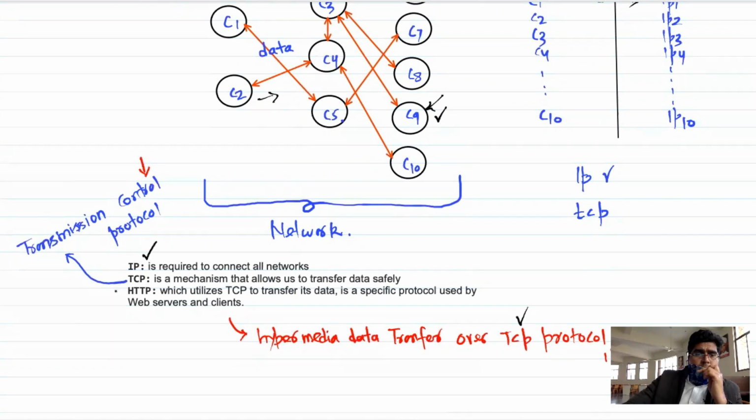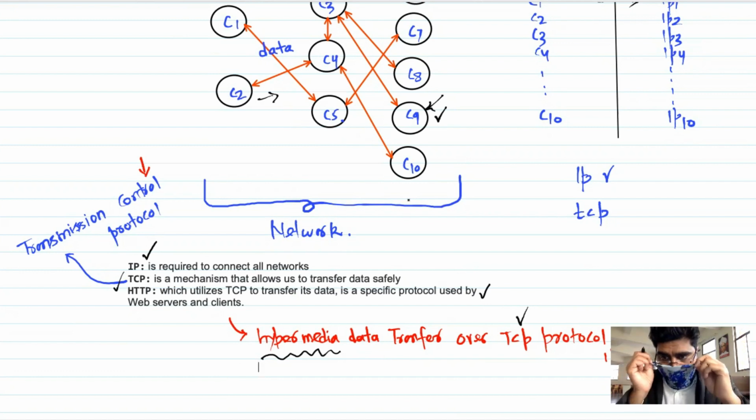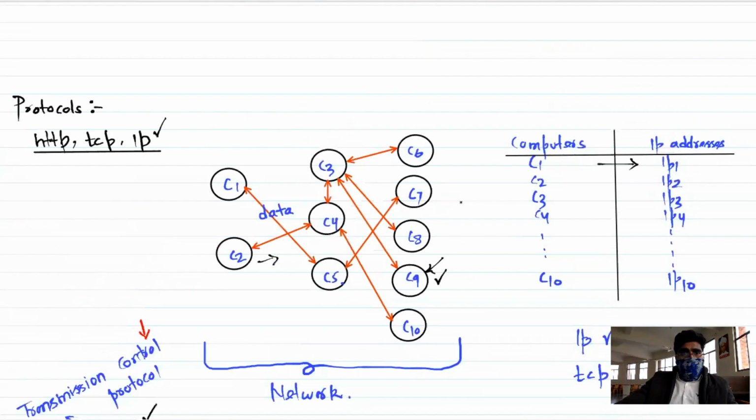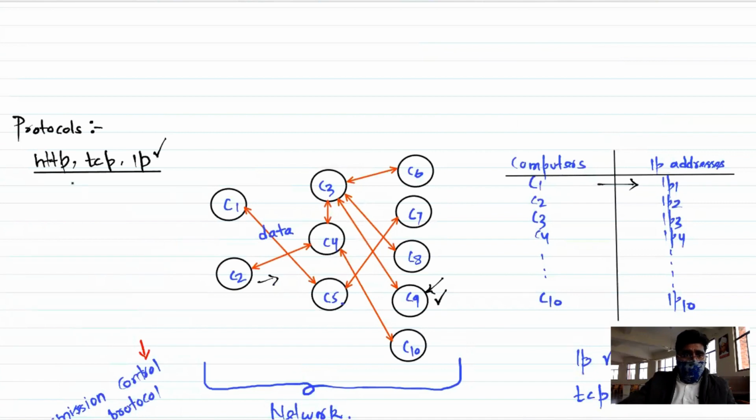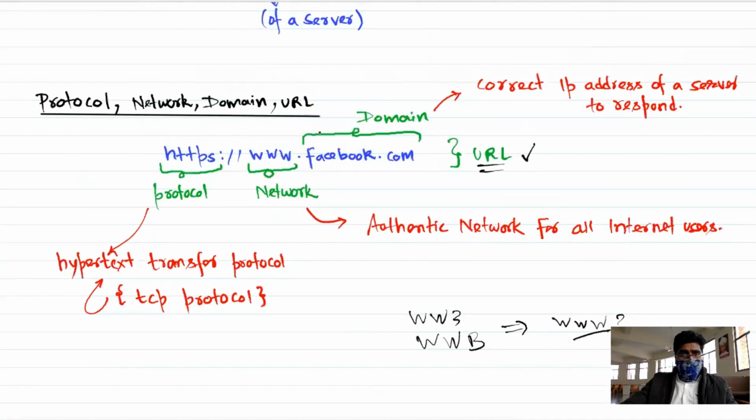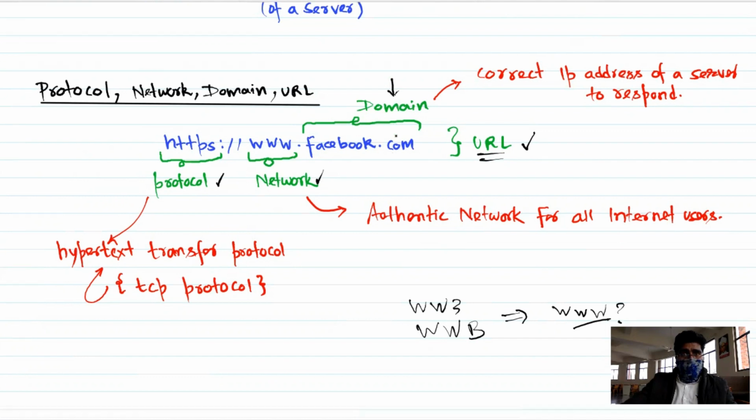First, we need the IP address of the machines. Then we need a secure path to send the data over the network, and then we need a protocol which will carry the data in a particular format. In this case, hypertext or hypermedia data will be sent from C2 to C9. Okay, so we are clear with what HTTP, TCP, and an IP address are. Let's understand the last term, which is domain. We are clear with protocols and what a network is, and let's understand what a domain name is, which is quite interesting to me.